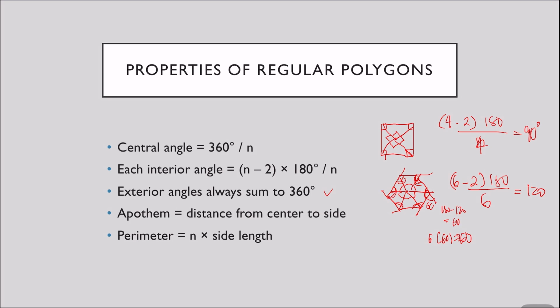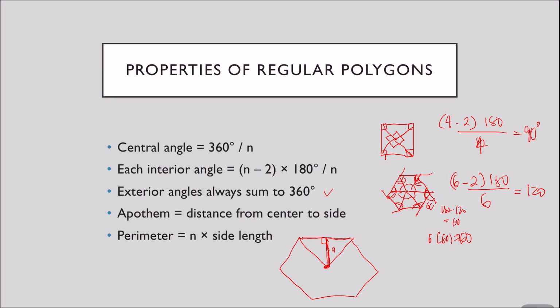Okay? Let's now talk about the concept of the apothem. Okay? So the apothem is the distance from the center to the side. So let's just redraw the hexagon. In your hexagon, if this is your center, this is your apothem. Okay? So it's perpendicular. If it's a regular polygon, the apothem will always be perpendicular. So this is your distance from the center to the side. So this is your apothem.